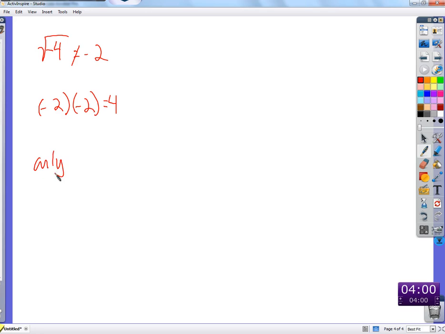So only positive real numbers have square roots, and is there another number besides positive numbers that has a square root? Is there a number that's not positive? Nathan, what numbers are not positive?